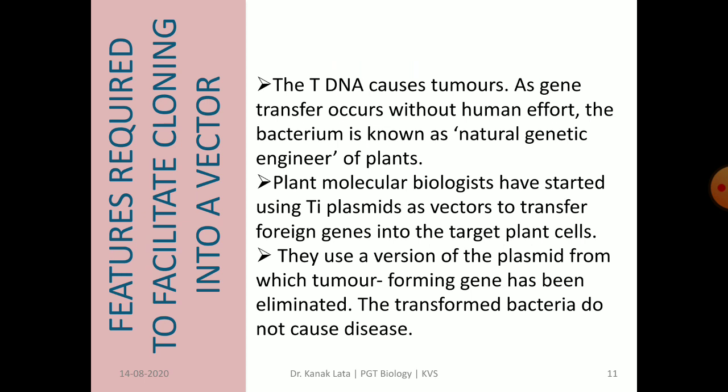Plant molecular biologists have started using this Ti plasmid as a vector to transfer foreign genes of interest into the target plant cell. So they use a version of the plasmid from where tumor forming genes have been eliminated, and this transformed bacterium does not cause any crown gall disease. So this is also used for preventing the crown gall disease.